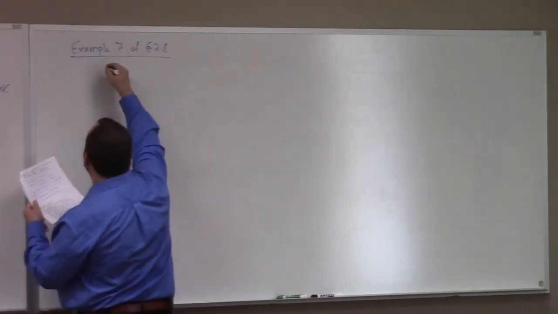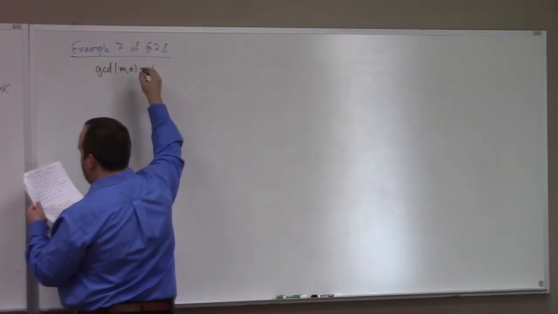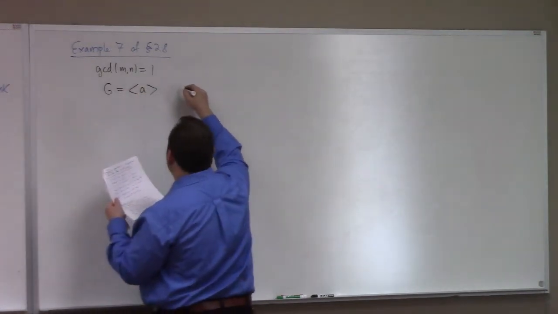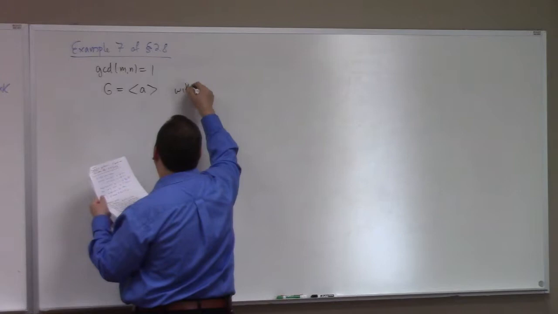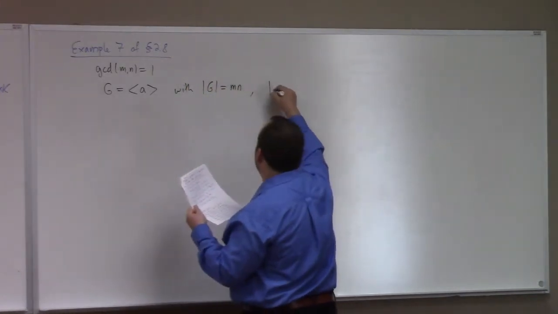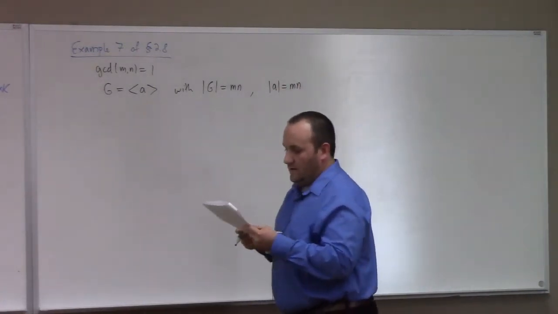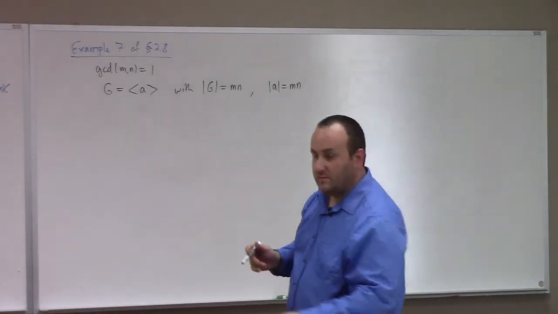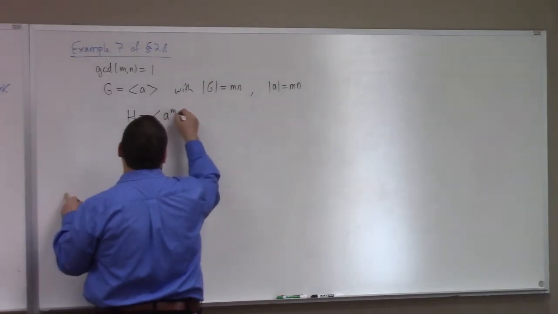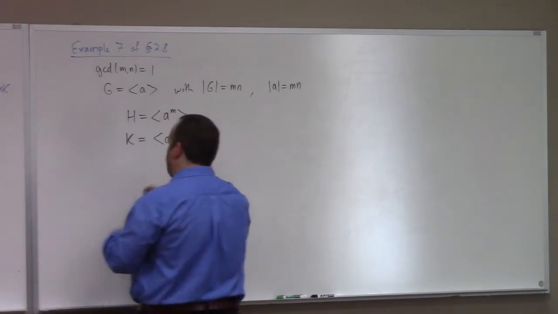So here we have the GCD of M and N being 1, and I want G to be generated by A. So G is cyclic with the order of G being MN, right? In other words, the order of A is MN. So we can construct subgroups. Let H be generated by A to the M. Let K be generated by A to the N.